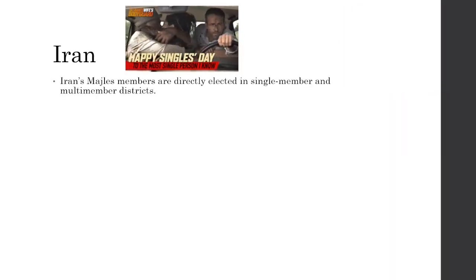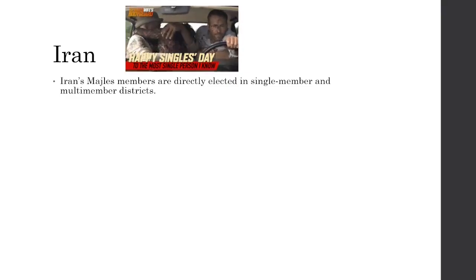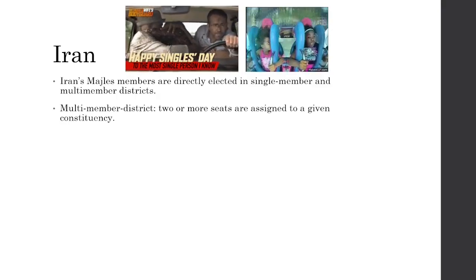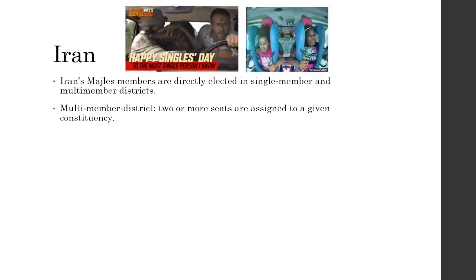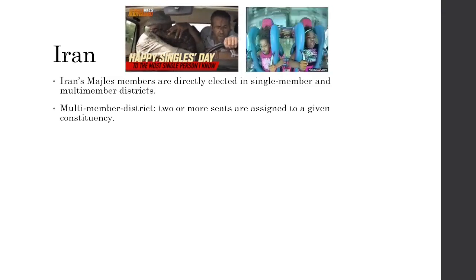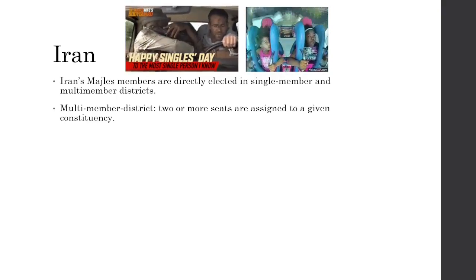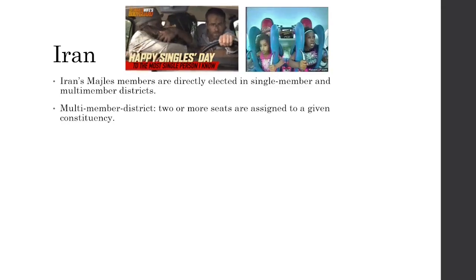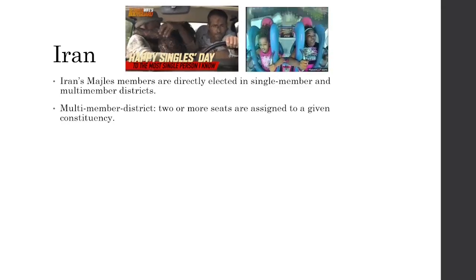In Iran, the Majlis members are directly elected in single-member and multi-member districts. A multi-member district, if you haven't figured that out yet, is where there are 2 or more seats assigned to a given constituency. So a single-member district is where many will enter, one will win. A multi-member district is many will enter, many will win. And by many, I mean like a few, not like 1,000 people.